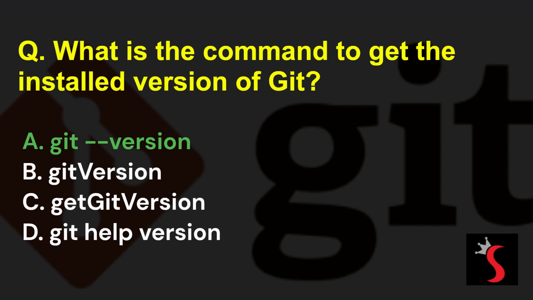And correct answer is option A. Git --version. You can check whether Git is installed and what version you are using by opening up a terminal window in Linux or Mac, or a command prompt window in Windows, and typing the following command, git --version.